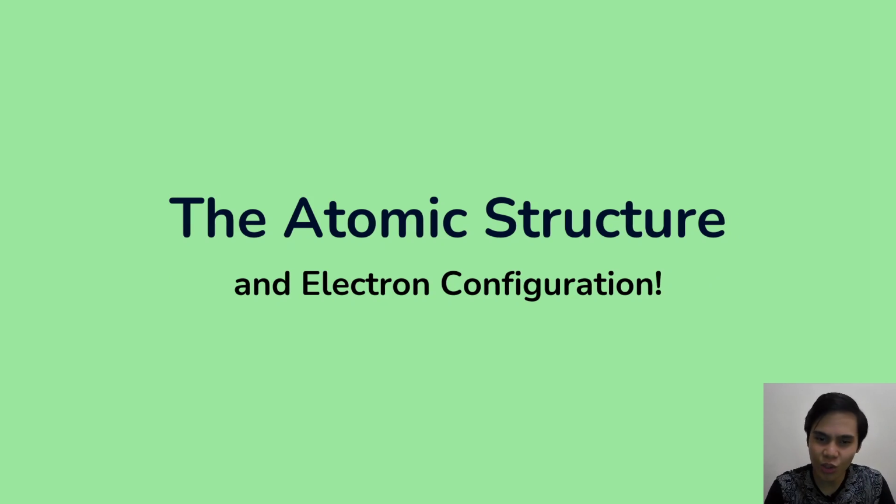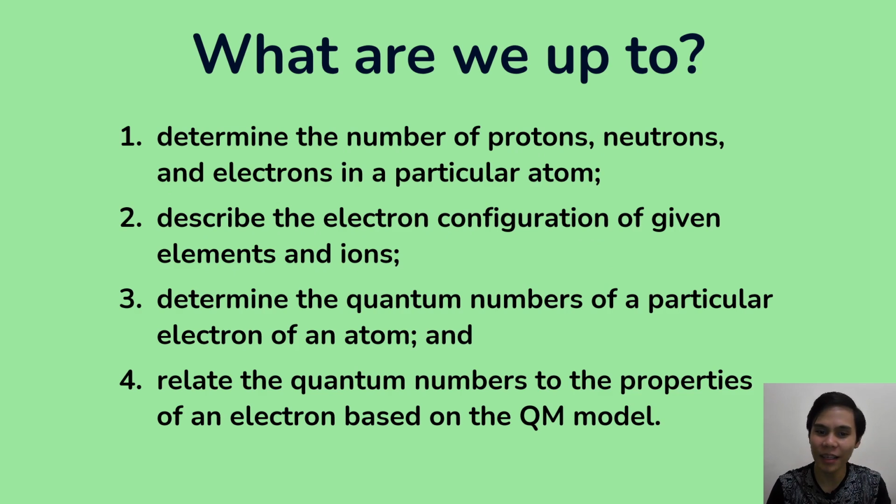The atomic structure and electron configuration is our topic for this session, and what we're planning to do is to be able to tell how many protons, neutrons, and electrons are in a particular atom, describe the electron configuration of given elements and ions, determine the quantum numbers of an electron, and relate these quantum numbers to the properties of an electron based on the quantum mechanical model. All of this sounds very complicated, but we'll go through this together.